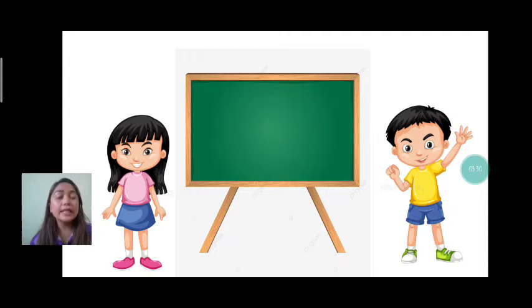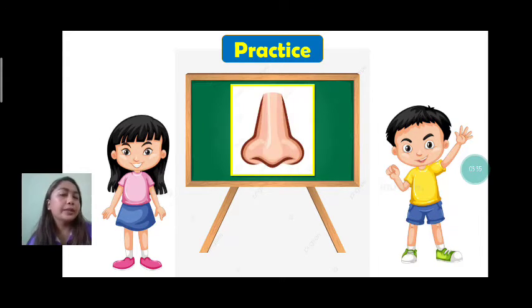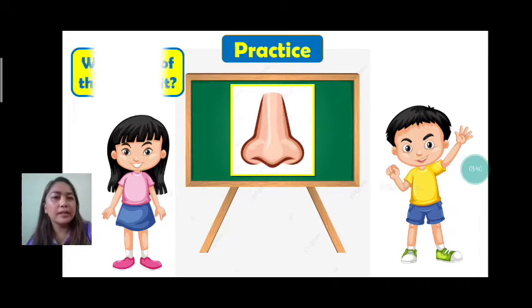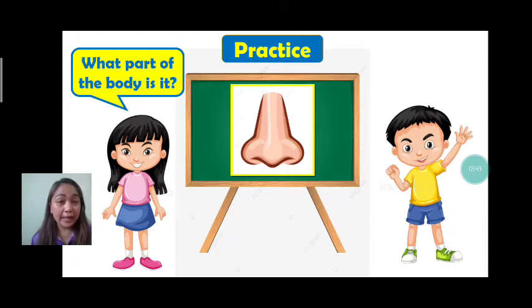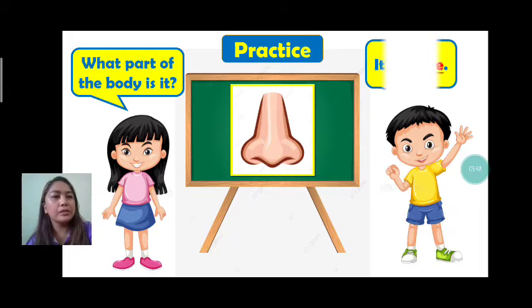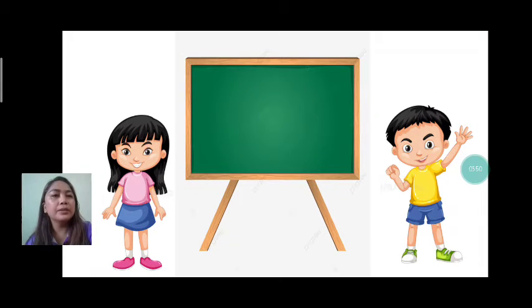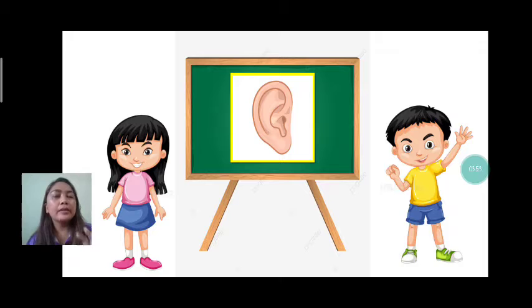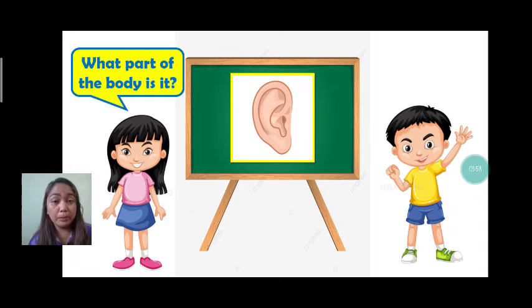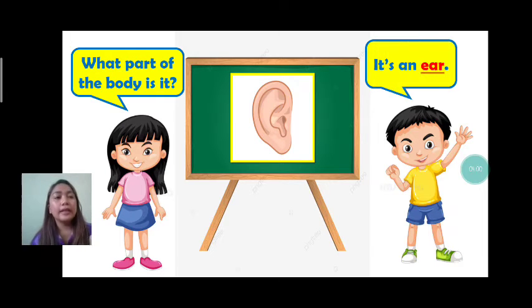Let's apply our sentence structure. Our vocabulary is, very good, nose. What part of the body is it? Everybody, it's a nose. Next, our vocabulary is ear. What part of the body is it? Answer: it's an ear. One more time, it's an ear.